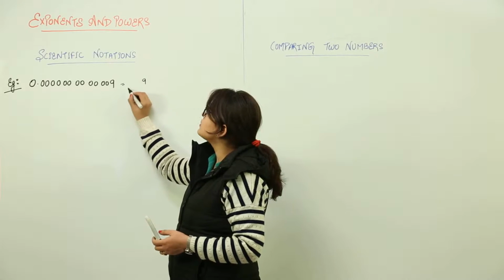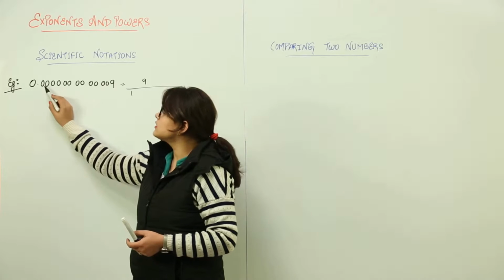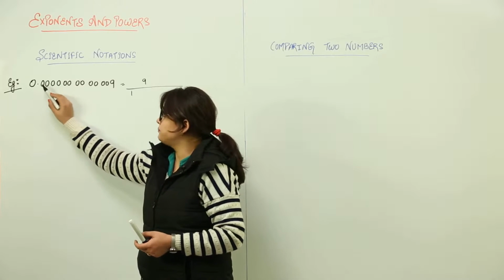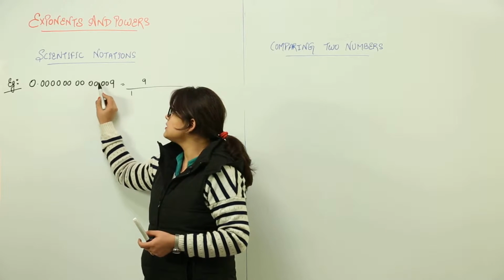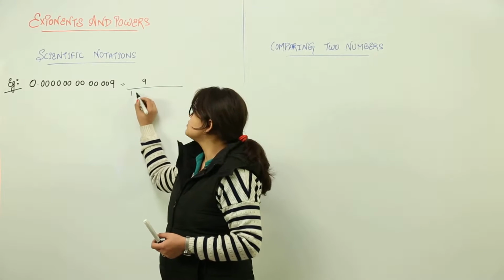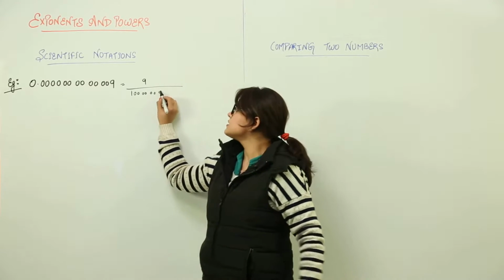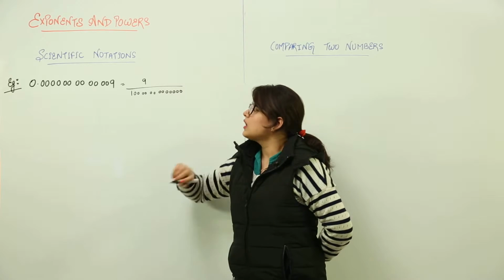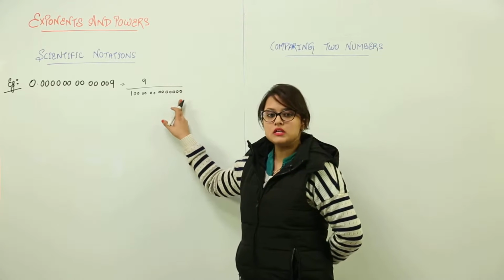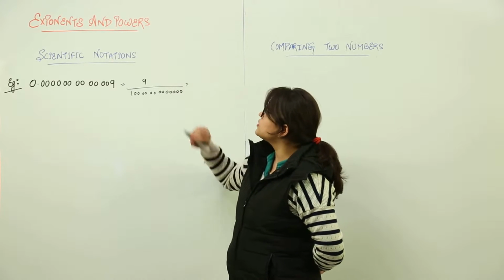What will be the fraction for this? The fraction would be 9 upon how many zeros? Count the number of places. 1, 2, 3, 4, 5, 6, 7, 8, 9, 10, 11, 12, 13. How many zeros have we added? 13 zeros. Now, how do we write this in the exponential form?